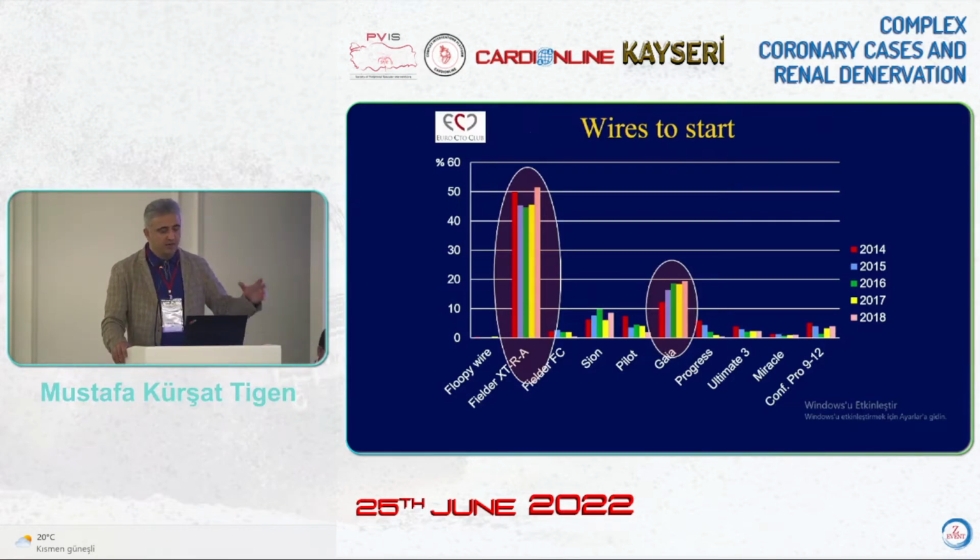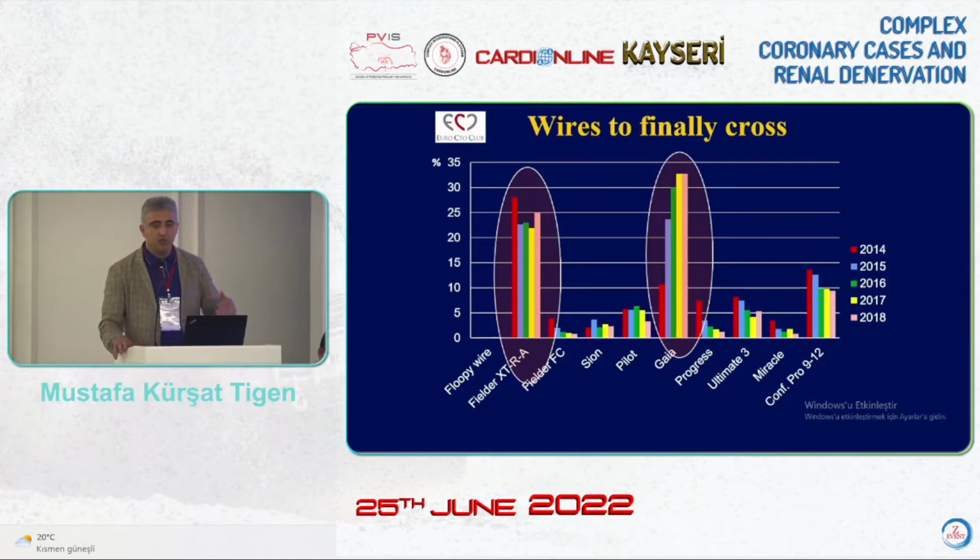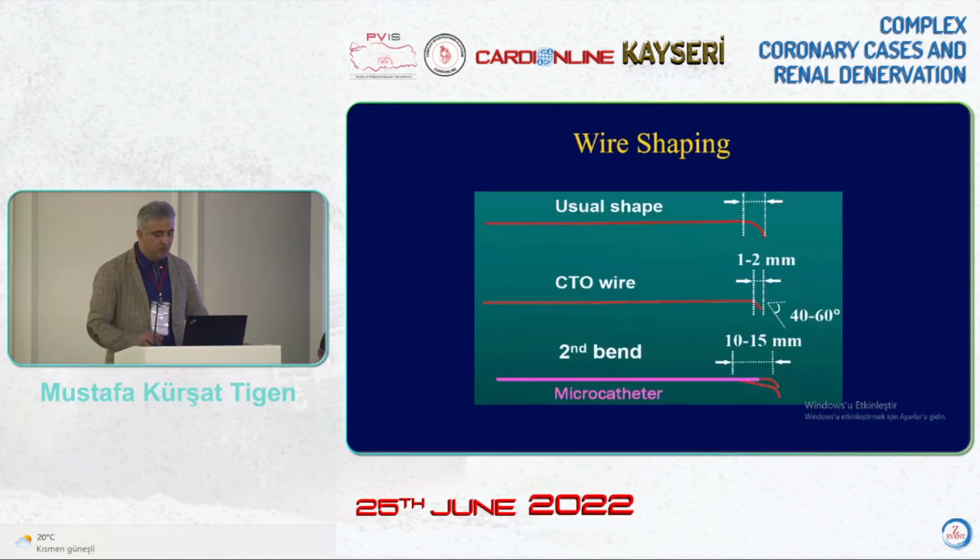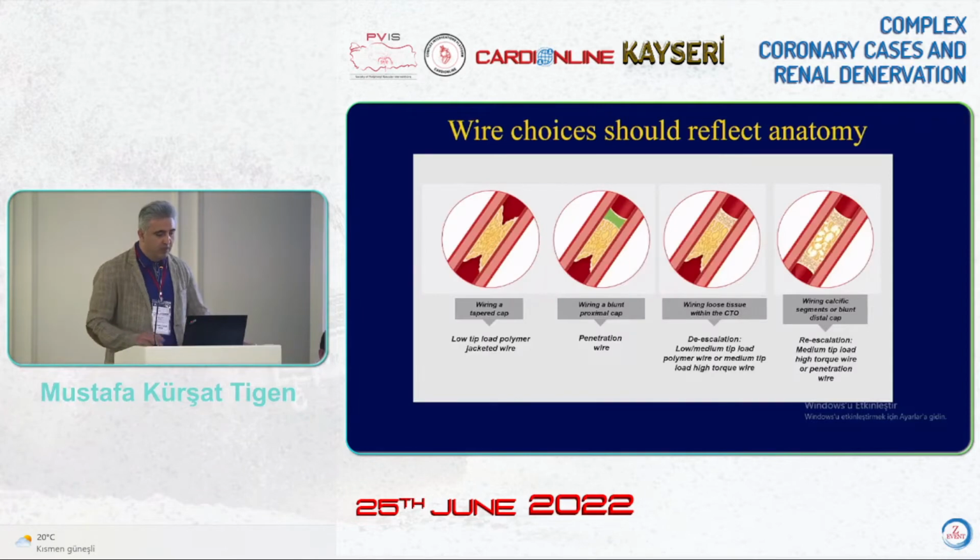And this is the slide of EuroCTO Club in 2018. Generally, we start with the floppy wires, and then we complete the technique with Gaia. And generally, with wire shaping, we continue. Sometimes a second bend is required to increase the success of the operation.